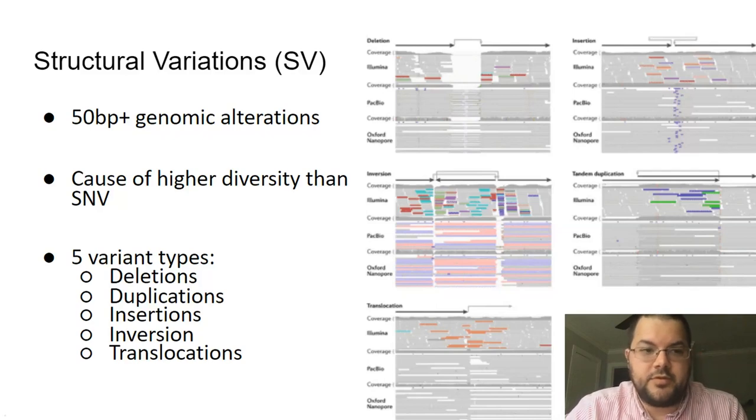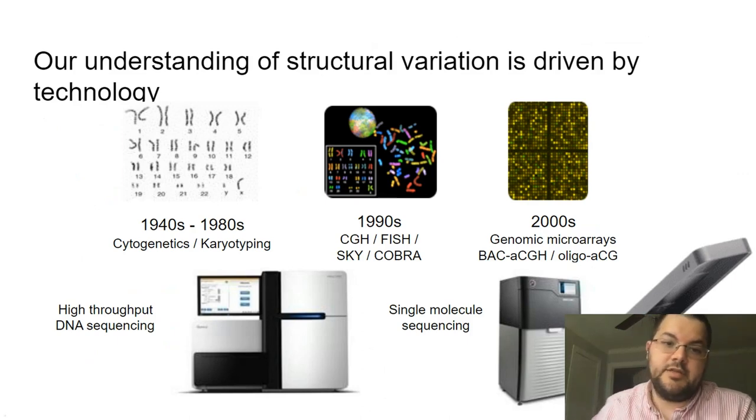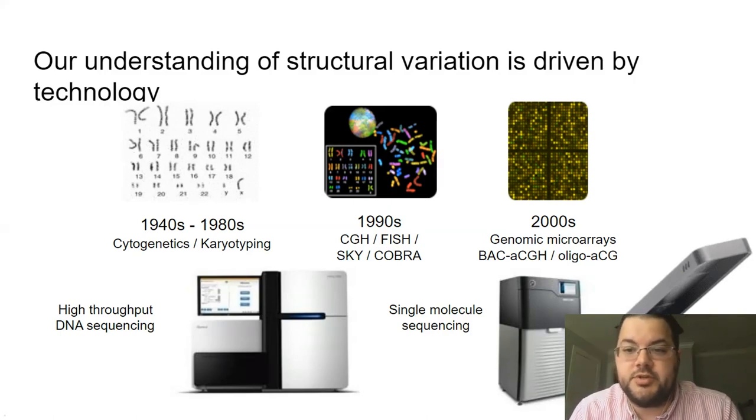But really what we want to talk about today is how this detection of structural variants is related to the technologies that we have at hand. So in the 1940s and 1980s, we had karyotyping, which revealed to us different chromosomal or chromosomal arm duplications or losses. But then, with FISH and genomic microarrays, we got a finer resolution of gene duplications or gene losses using this microarray technology.